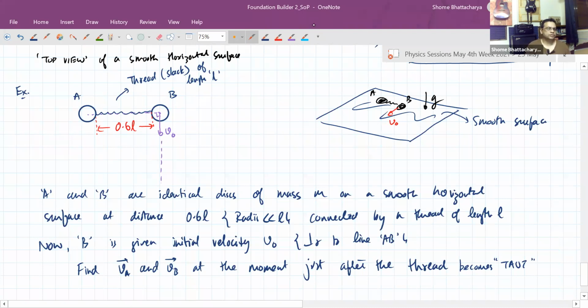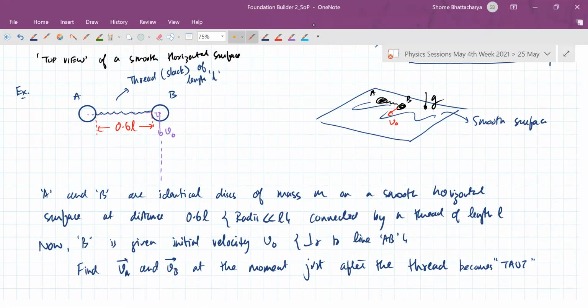So first of all, just work out the angle and the geometry at the instant when the string is about to become tight. The string is just about becoming taut when the distance between A and B's endpoints, where the thread is attached, changes from 0.6 L to L, because L is the length of the string.